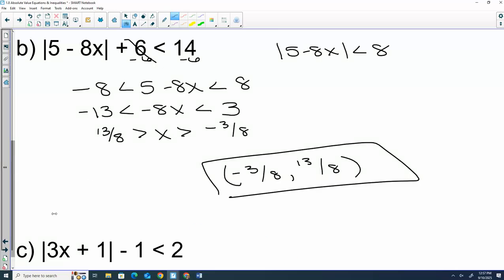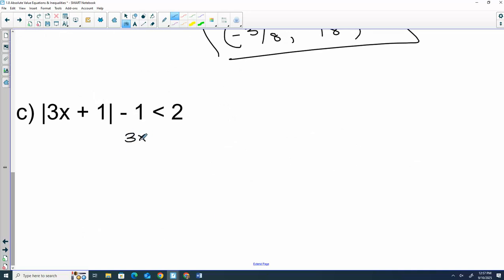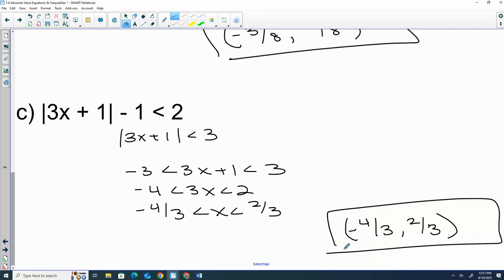On C, so if we add our 1, is this and or? And again, so we just put it in between the negative and the positive. Subtract 1. Divide by 3, so we get -4/3 less than x less than 2/3. So interval and should always have 1 piece at the end, or should have 2. Look like that. Any issues with those?